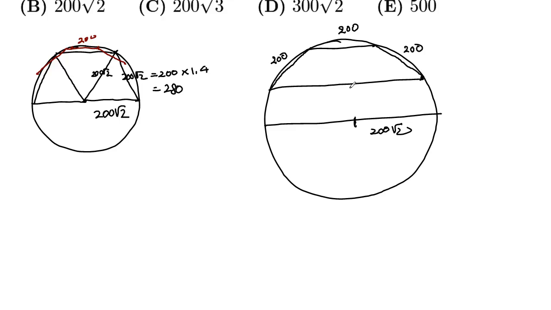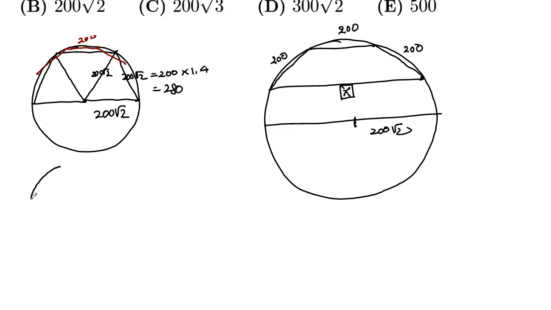What is the fourth side? This side is x. Three sides are given. Maybe we can try to use Ptolemy's theorem, right? Do you know Ptolemy's theorem?